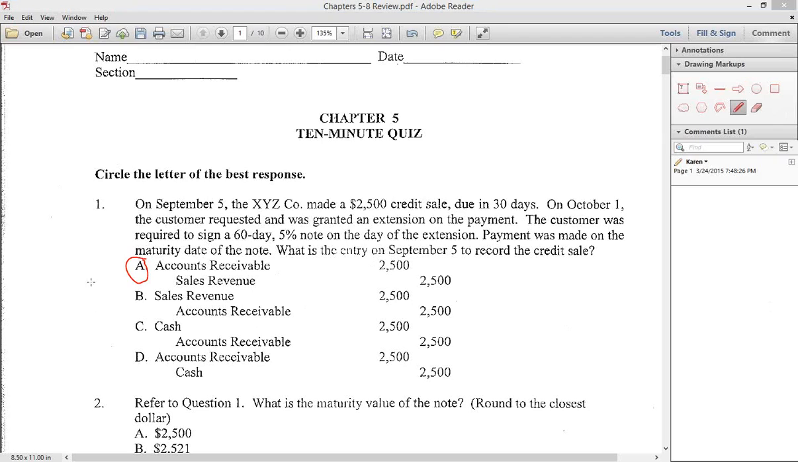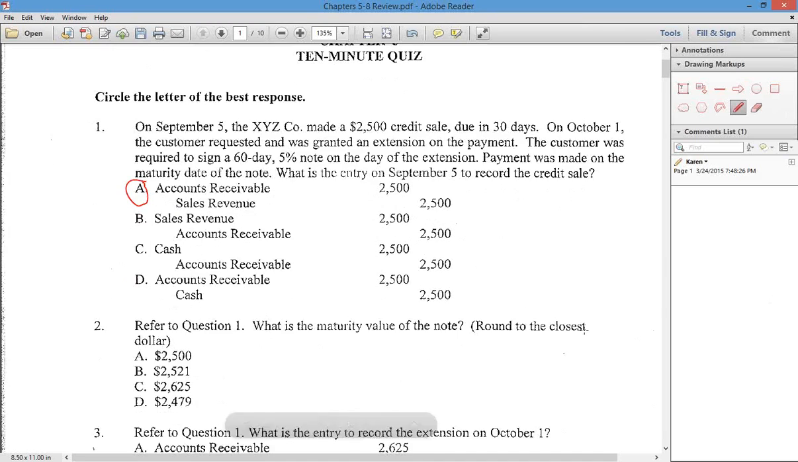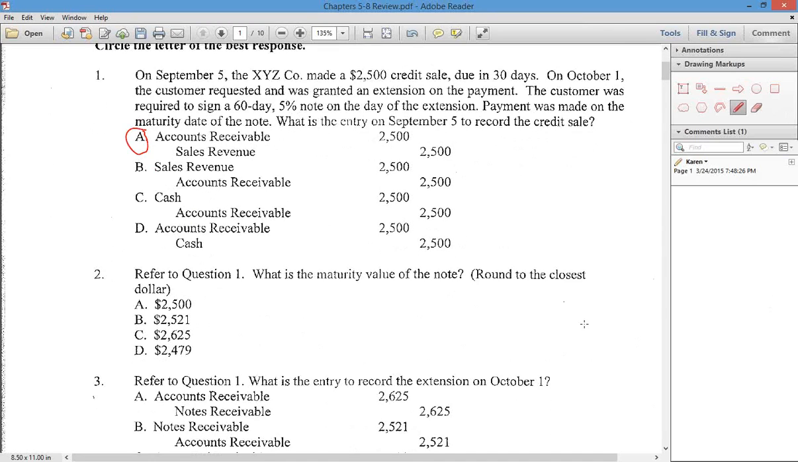Okay, that's much better. So very good. The first one is A. Almost everyone got that right. The second one, we're going to refer to that same information that was provided in question 1, and they want to know what is the maturity value of the note.